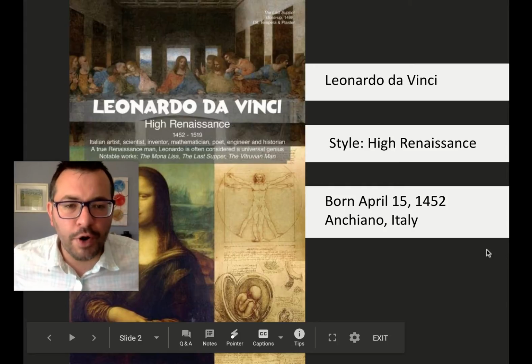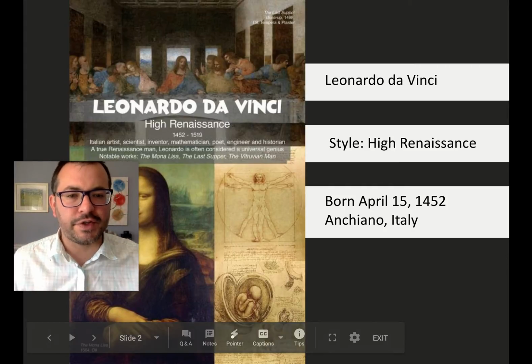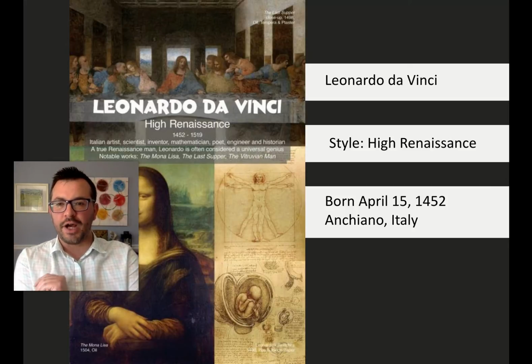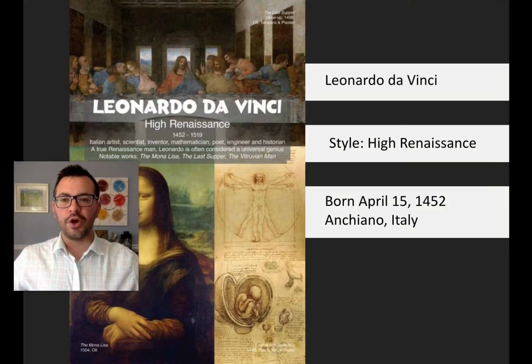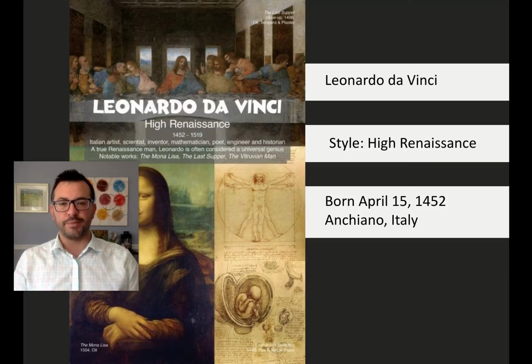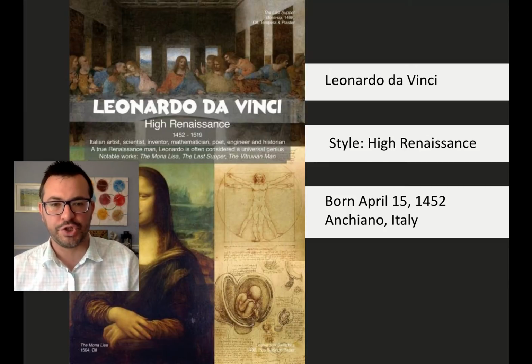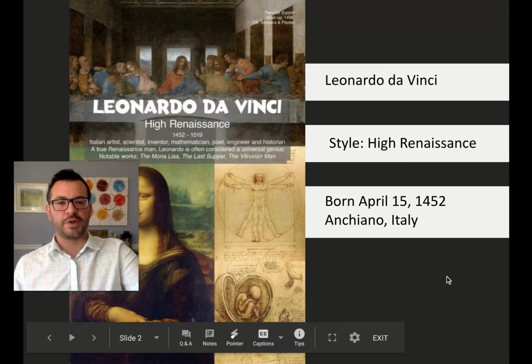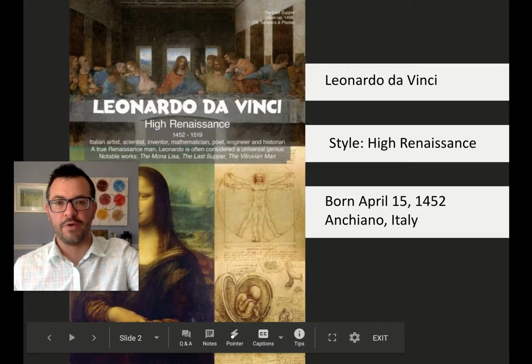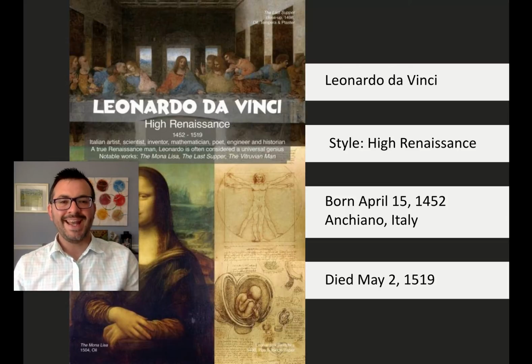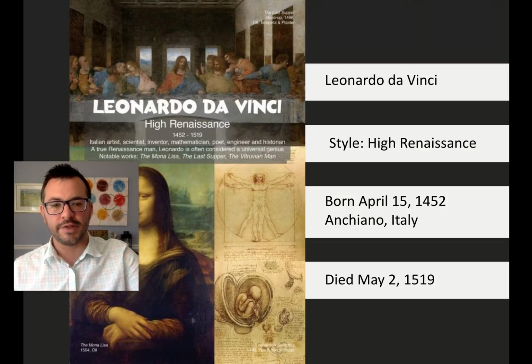He was born April 15th, 1452 in Anciano, Italy. That is right by the town of Vinci, which is where Leonardo's last name comes from. So in the Renaissance, da Vinci wouldn't be a given last name. That literally means of Vinci or from the area of Vinci. So the specific town is called Anciano, but he is from the area of Vinci. He died on May 2nd of 1519, so he did live a nice, long life.